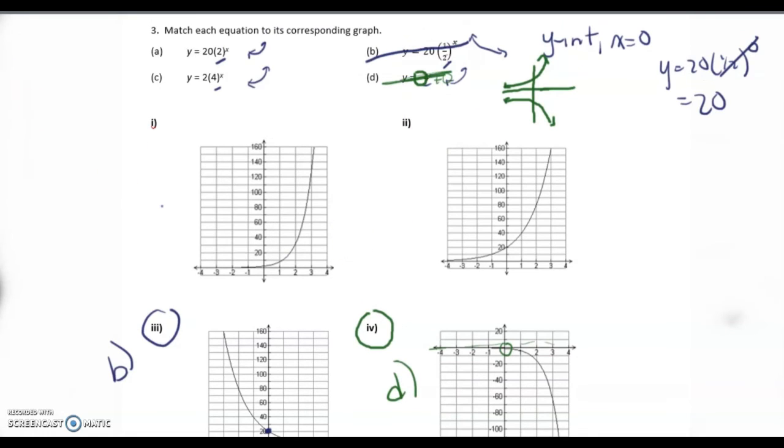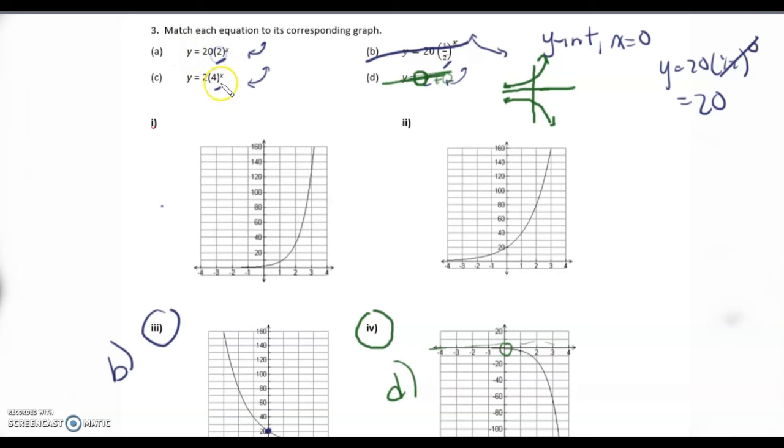Not in any order whatsoever, I'm just picking out. Process of elimination is key to these questions, because if you can pick out key characteristics, you can go through them quicker.